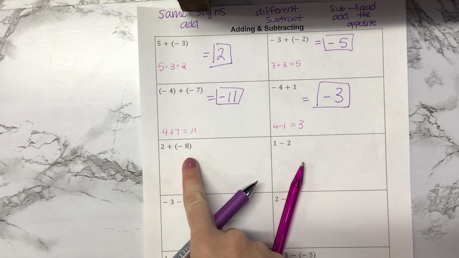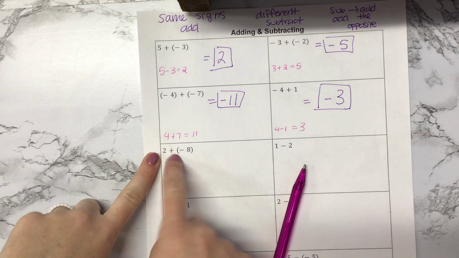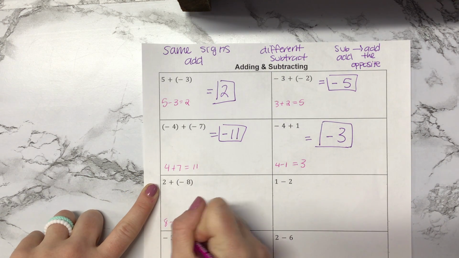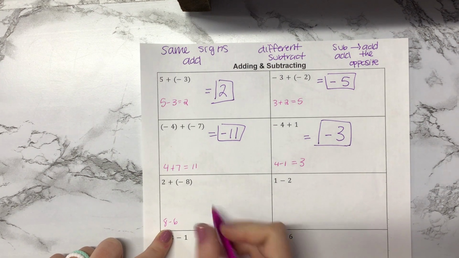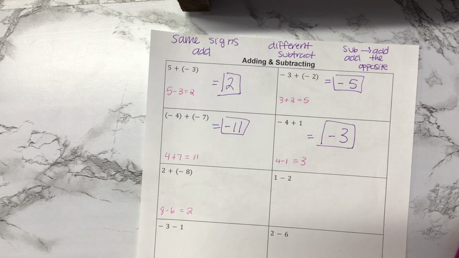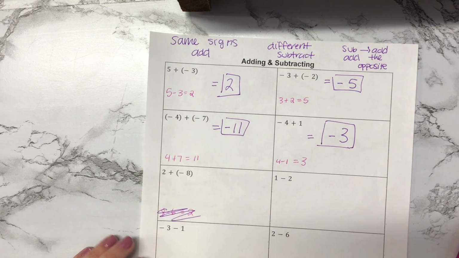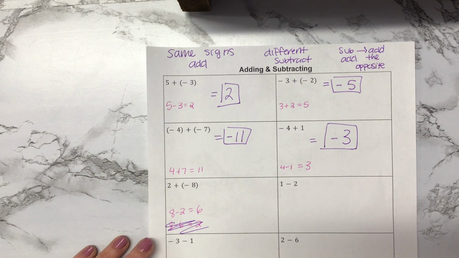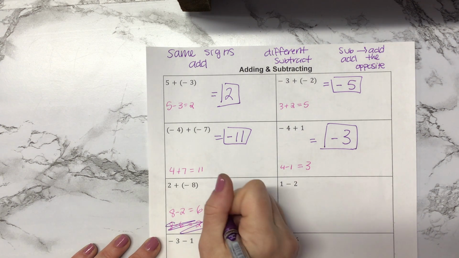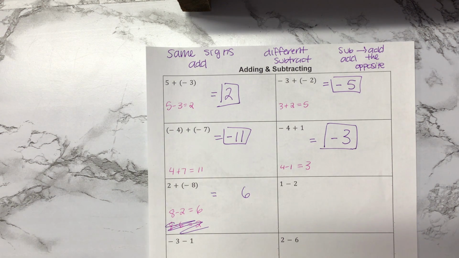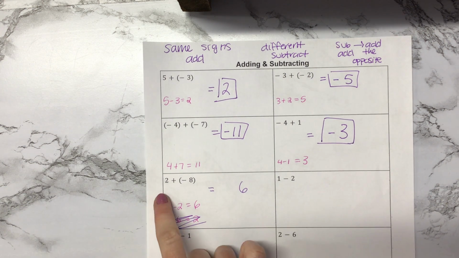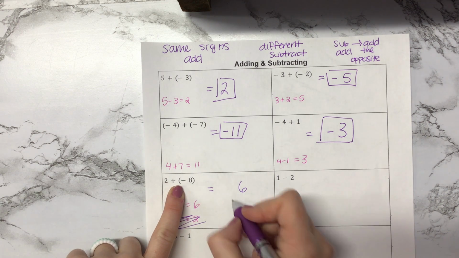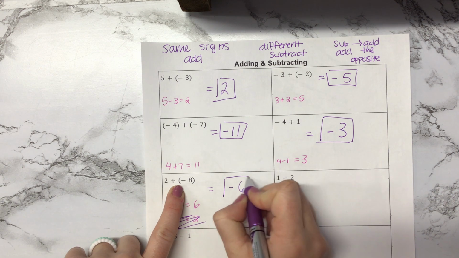All right, 2 plus negative 8. One's positive, the other's negative. Those are different, so I'm going to subtract the bigger number minus the smaller number. 8 minus 2 is 6. So I have my number portion, and then I look. There's 2 positives and 8 negatives. So there's more negatives, which means that my answer will be negative.